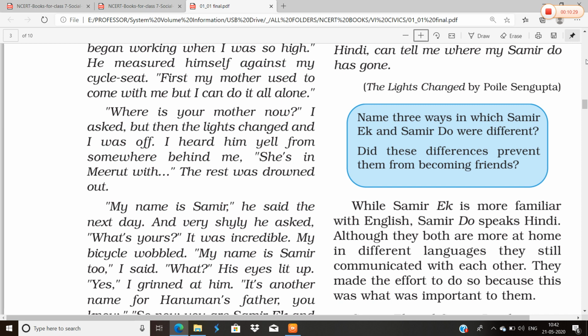One of the boys said that my name is Samir. The paper selling boy said this the next day. He told him his name is Samir, and very shyly he also asked what's yours, and so it was incredible. My bicycle wobbled. "My name is Samir too." I said, what? His eyes lit up. "Yes," I grinned at him.